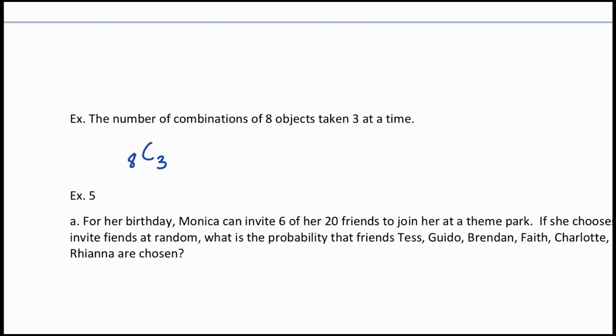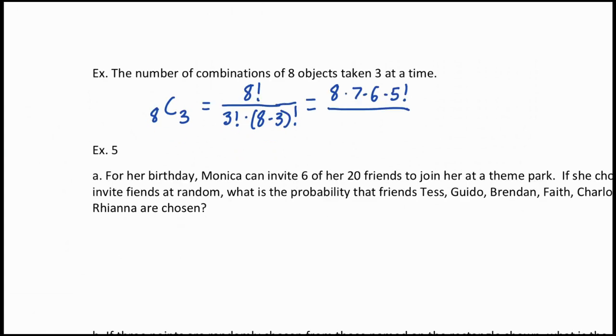So we'll do 8 factorial over 3 factorial times (8 minus 3) factorial. Okay. What is 8 minus 3 factorial? 5 factorial, right? So we can write that numerator as 8 times 7 times 6 times 5 factorial, and it's going to be over 3 factorial times 5 factorial.